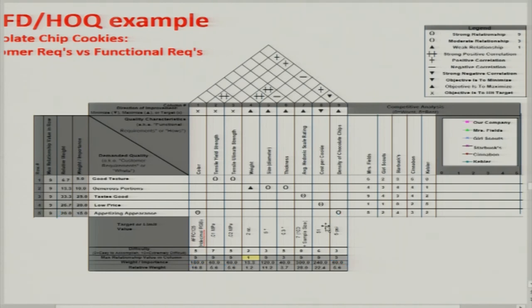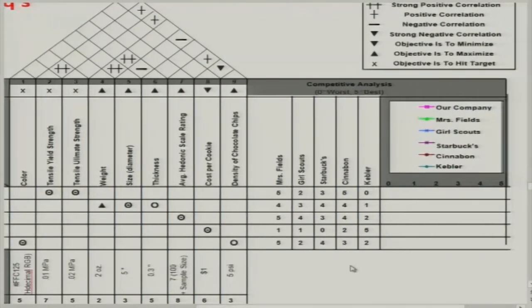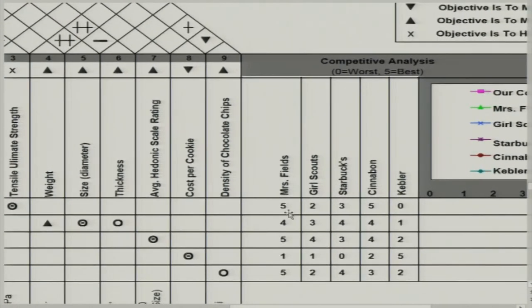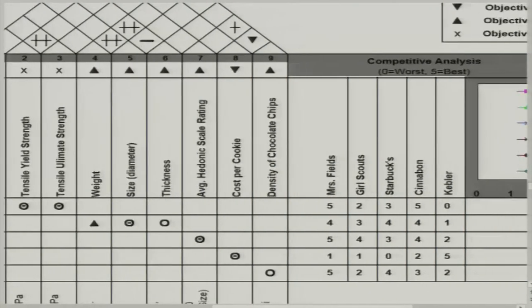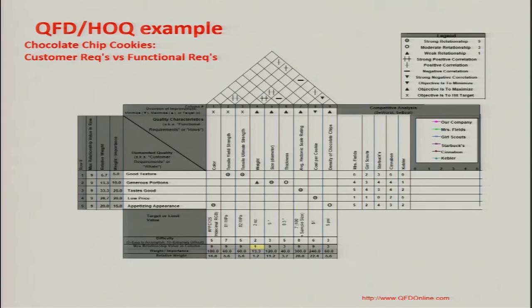Next, we have also put the competitors' ratings. These are different competitors which are there. Their ratings are like these: 5, 4, 5, 1, 5 for these qualities which the customers have demanded. Now, for these competitors, because we need to compare, we need to benchmark our product as well, to see whether the customer would buy this or not.